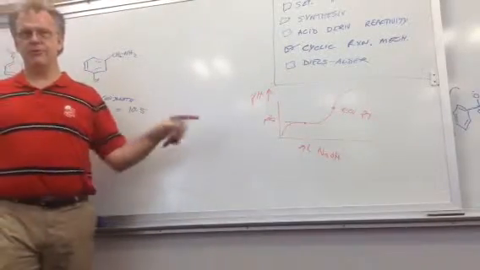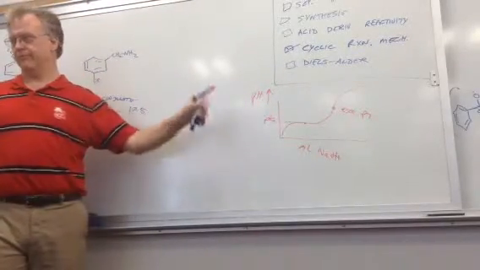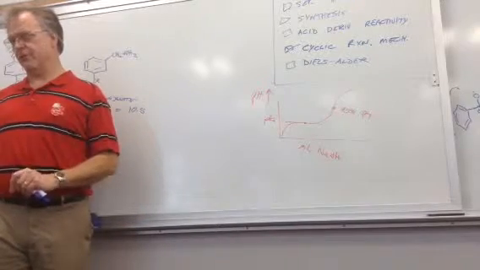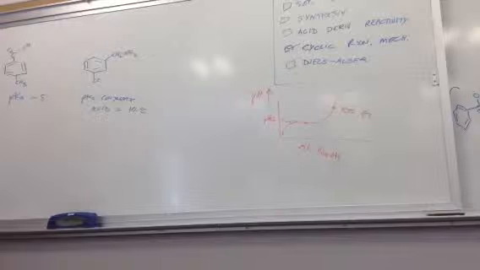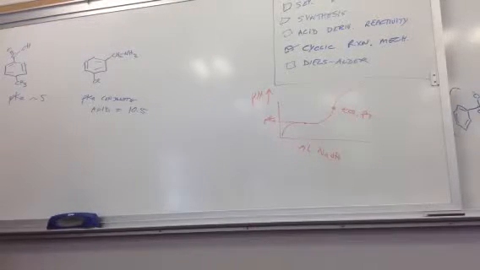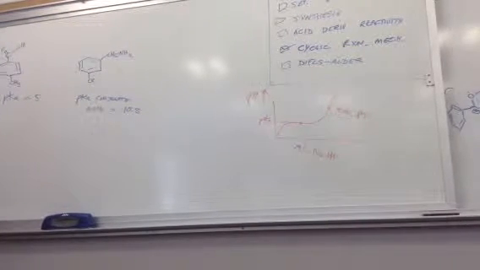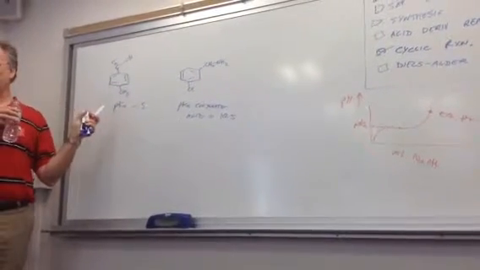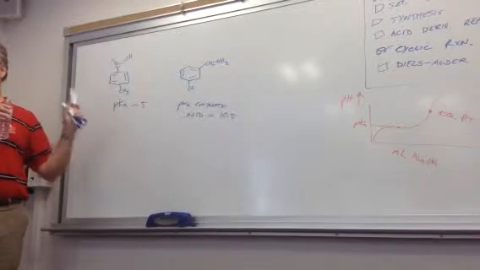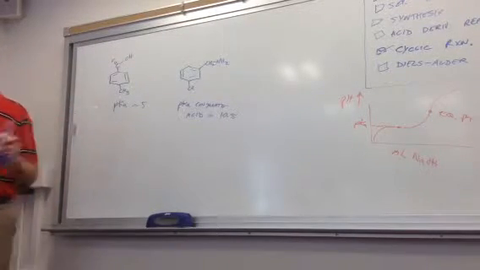So if it helps you, here's what the titration curve looks like. It's titrating an acid with sodium hydroxide. Okay. So at what pH is this going to be soluble in water? At what pH will this molecule be soluble in an organic solvent?